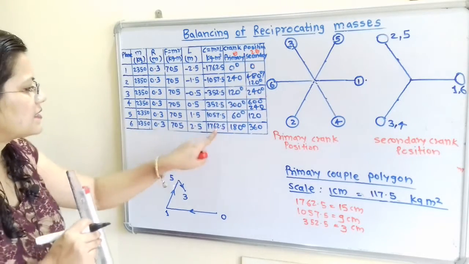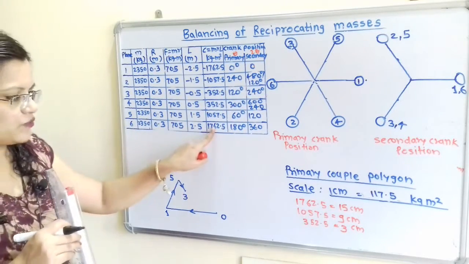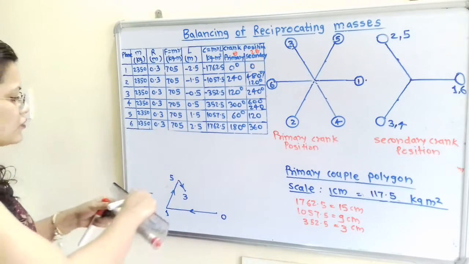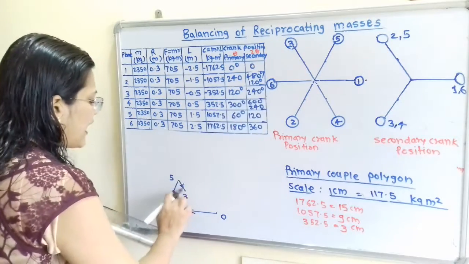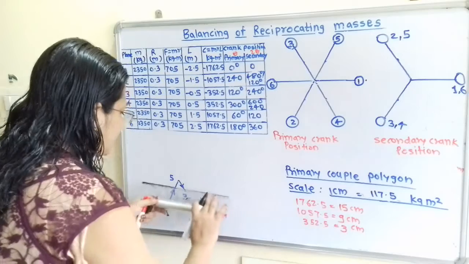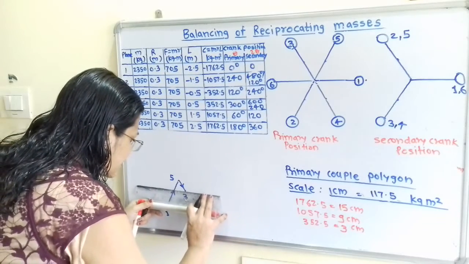Now next number is 6. So for 6, magnitude is positive, and for the positive magnitude draw a 15 centimeter line. So from this 3 we have to draw one line towards the left hand side and with magnitude 15 centimeter.